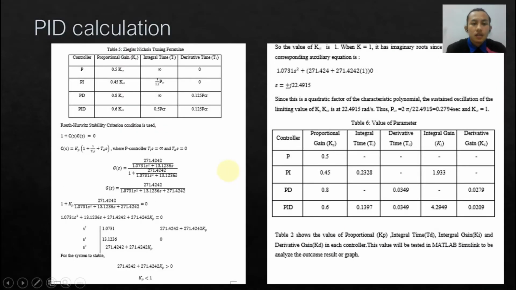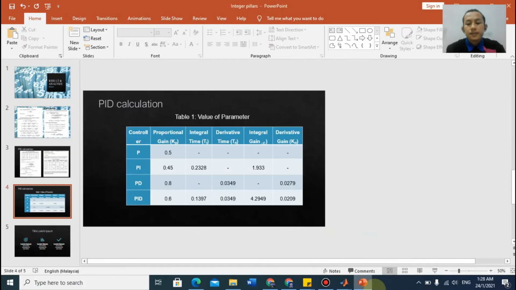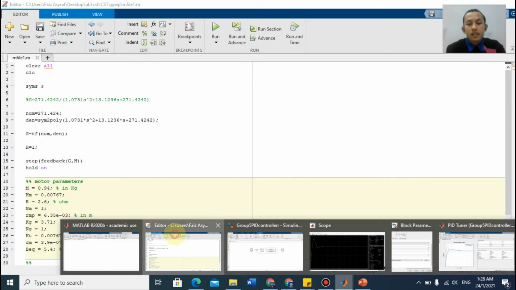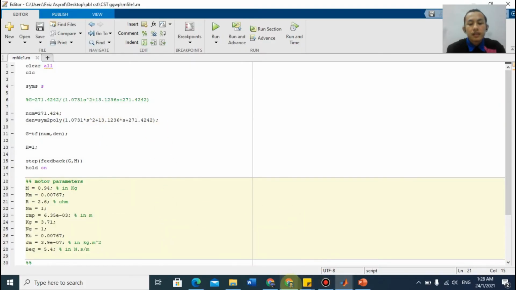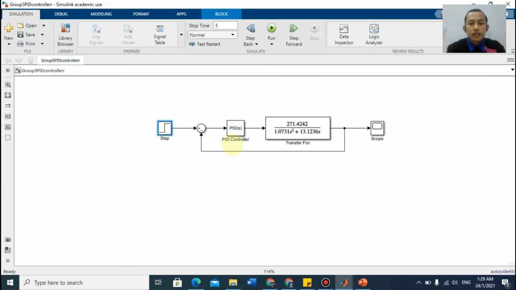We use the PID, and the PID controller uses the Ziegler-Nichols tuning formula and Routh stability criterion. So these are our parameters for the PID calculation. And then we go to the simulation. Firstly this is our M file, and then we go to Simulink. This is our Simulink.